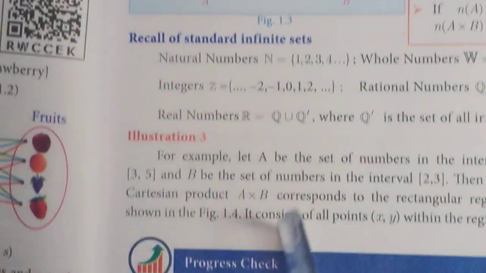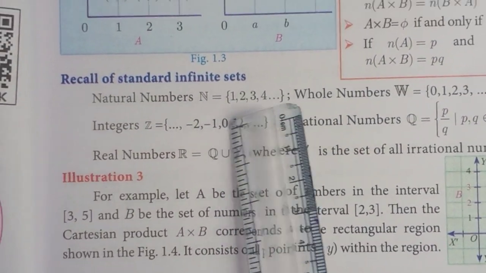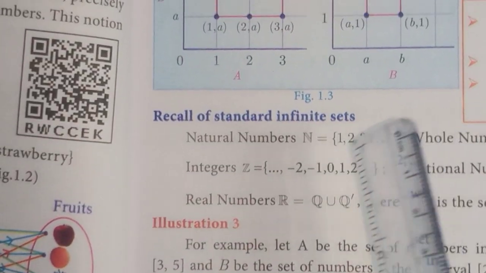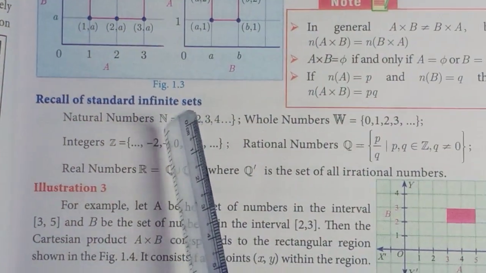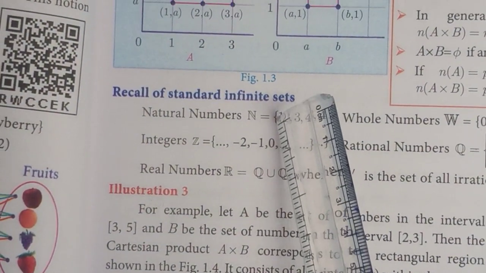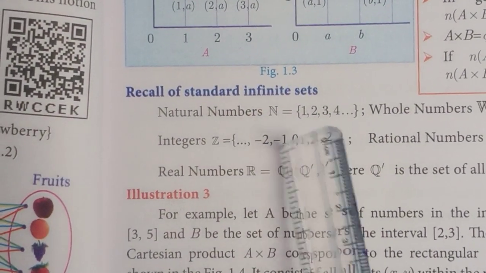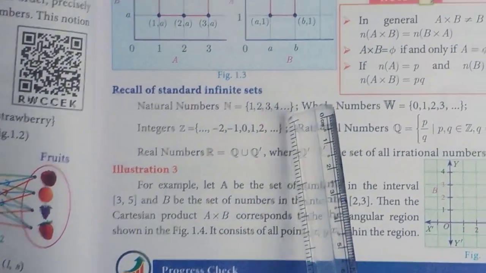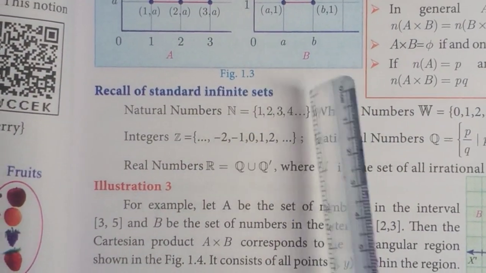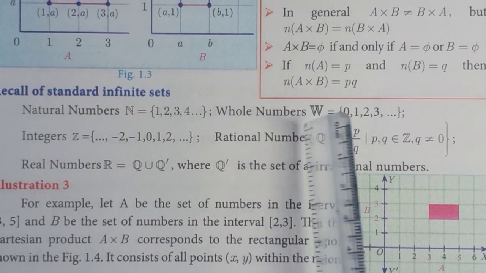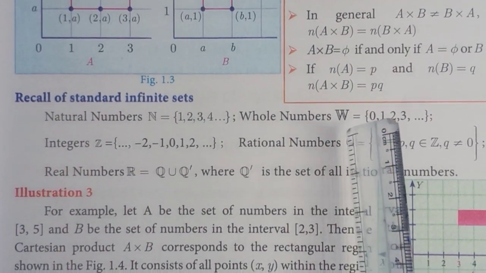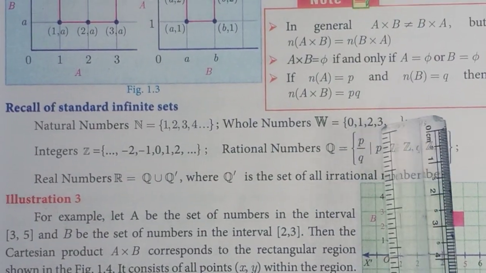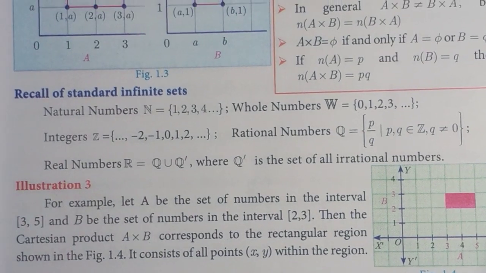Then, recall of standard infinite sets. You have already been taught these concepts in lower classes. You know that capital N represents the set of all natural numbers, that is 1, 2, 3, 4, 5, etc. Uncountably many numbers are there. The set of all whole numbers is represented by the letter capital W, that is 0, 1, 2, 3, 4, 5, etc.